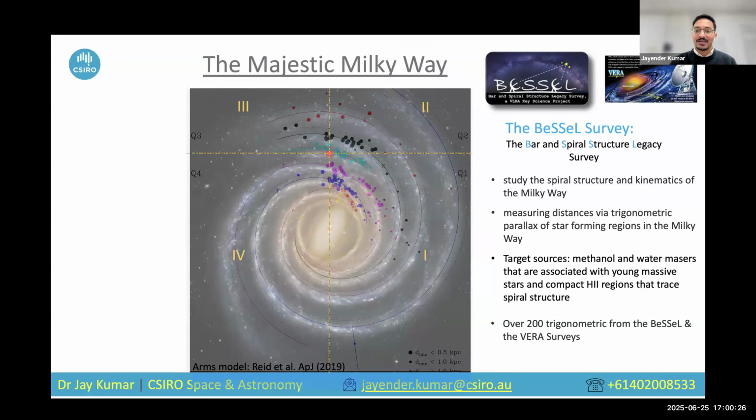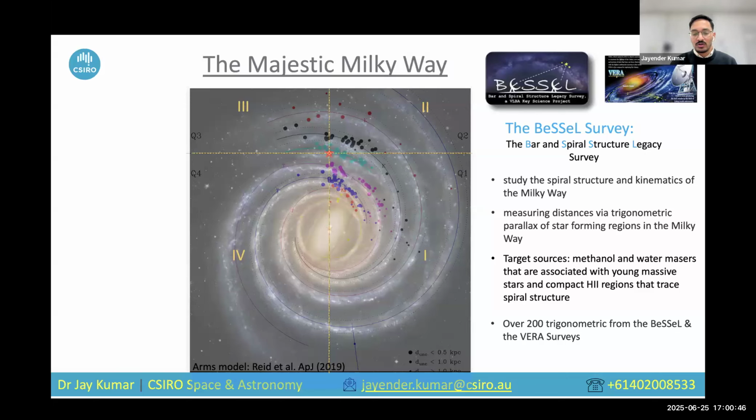How do they study that? They study it by measuring distances via trigonometric parallaxes to high mass star forming regions in the Milky Way. What are their target sources? The targets are methanol and water masers that are associated with young high mass star forming regions and compact H2 regions.